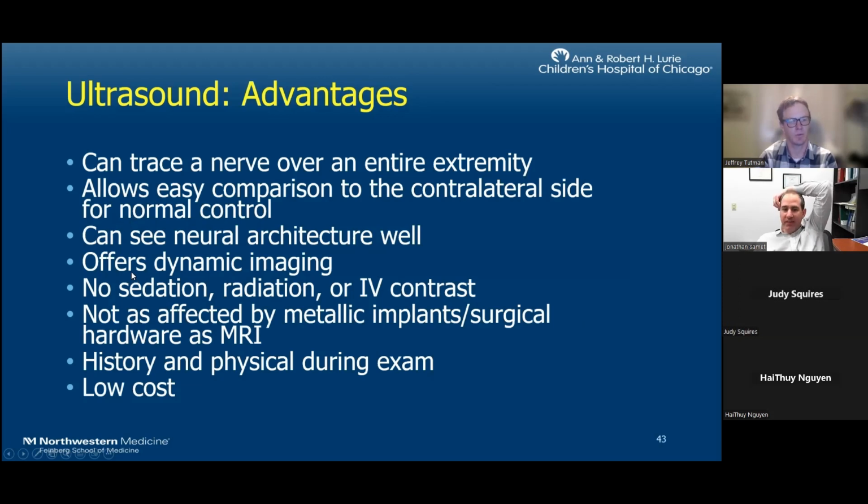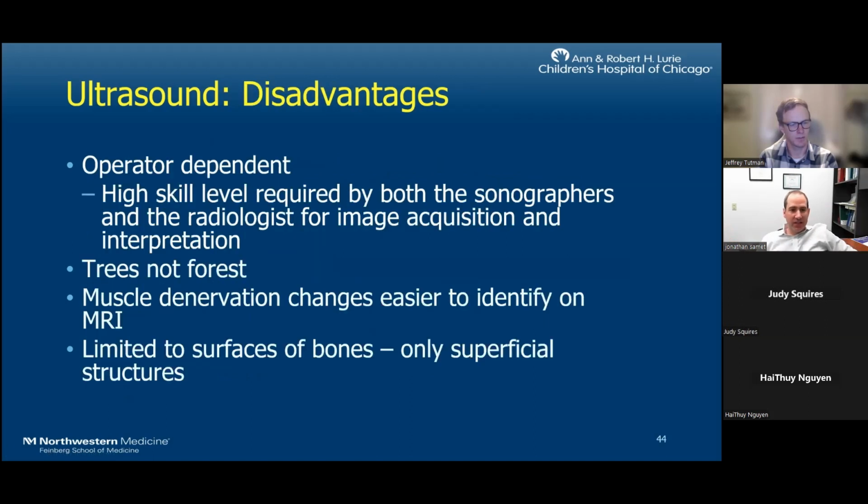And as with all of MSK ultrasound, there are advantages, like being able to compare to the other side, and no sedation, as we said. One thing that's nice is you can trace a nerve over an entire extremity. So if someone comes in with an ulnar nerve palsy, they may not know exactly where the site of the injury is. They might know the region, but what you can do is start up at the shoulder and go all the way down, and then you can tell them exactly where the injury is.